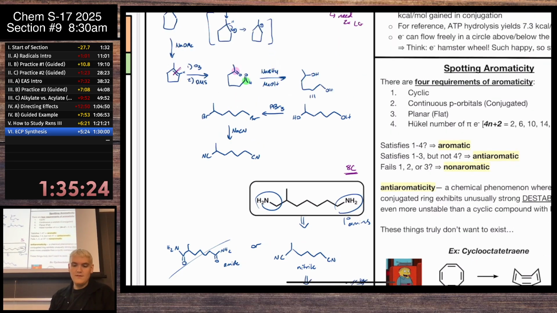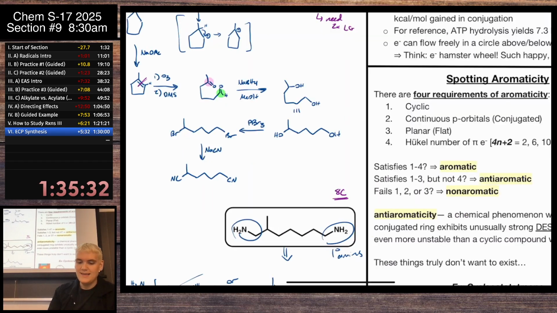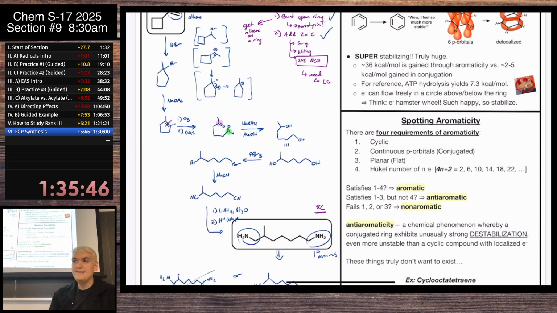So now we have accomplished our second goal: we've added 2 carbons, and the carbons came from the carbon in the nitrile. So now the only thing that we have left to do is 1. lithium aluminum hydride, 2. H plus workup. And that's it.